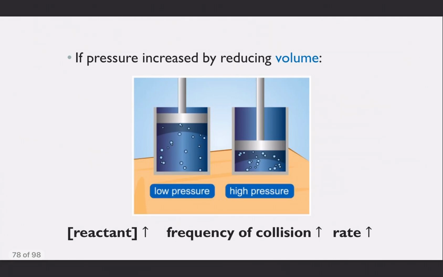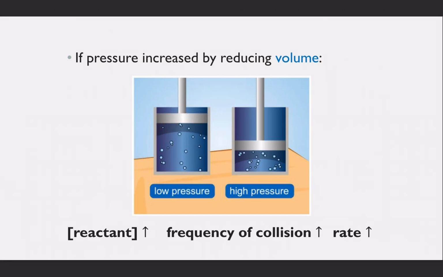So this is an illustration or visualization of pressure being increased when we reduce the volume. This is low pressure, where you have a large volume. So your gas particles are far away from each other, and the frequency of collision is not as high. So the effective collisions will be lower at low pressure.